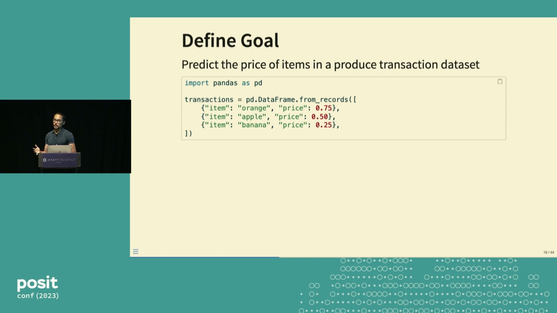So in the rest of this talk, I'm going to take you through a sort of mini data validation journey, starting with defining our goal. So say we have a toy data set here of transactions consisting of grocery store items and their associated prices, and we want to predict the price of items. Obviously, there would be a lot more columns here, but just for the sake of learning about how Pandera works, we just have 2 right here.